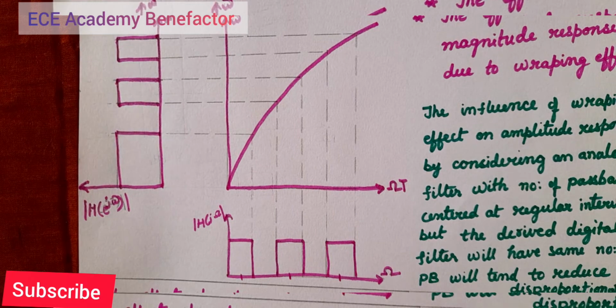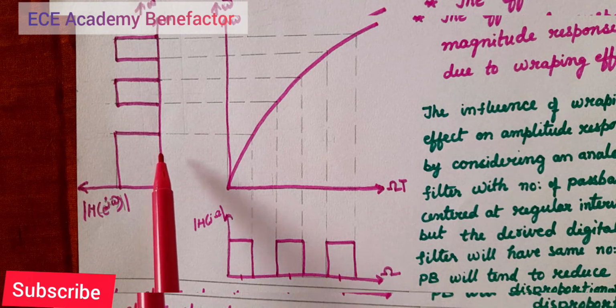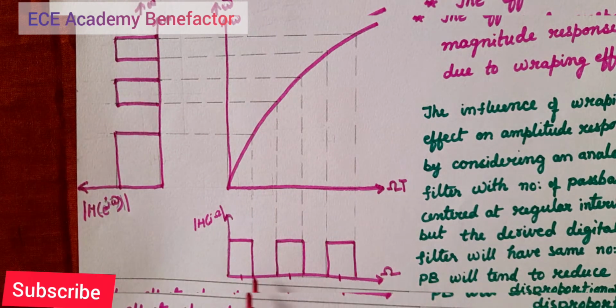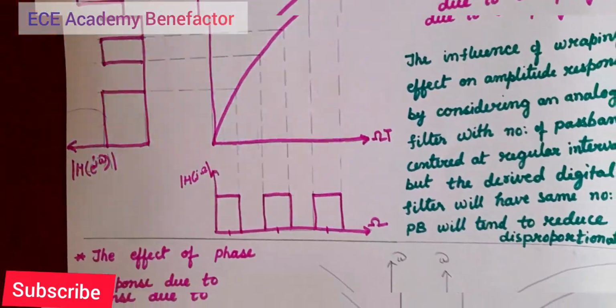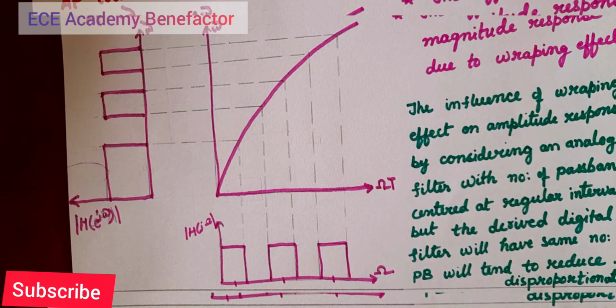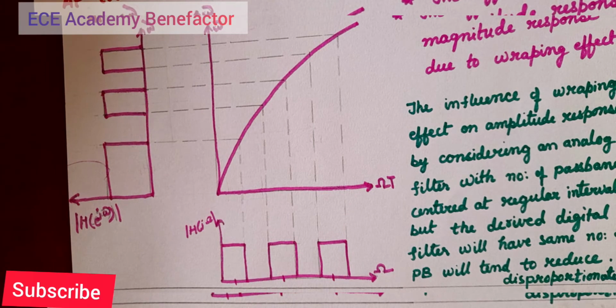Okay, so what we are observing, the pass band width is disproportionately changing. That means the center frequency is also changing. Here this is an analog filter magnitude response and this is a digital filter magnitude response. So here the analog filter is having a number of pass bands centered at regular intervals, whereas this digital filter will have the same number of pass bands.